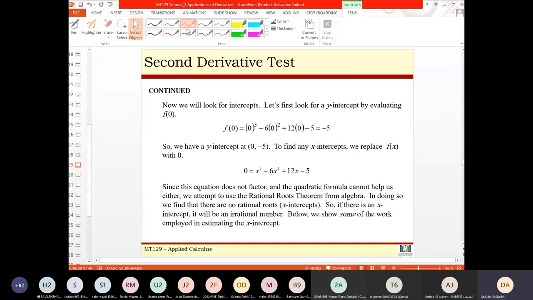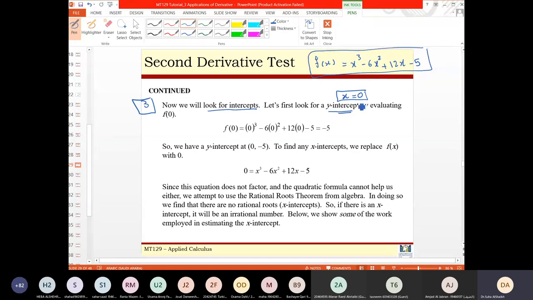And this is what they did. This is step number 3, looking for intercepts. First, I'm going to do the y-intercept, and this happens, as we agree, when x is 0. So we go back to the function. The function is f of x equals x to the power 3 minus 6x squared plus 12x minus 5. This is the original function, so in the original function let x equal to 0. I will get 0 cubed, 6 times 0 squared, 12 times 0, minus 5. The answer is minus 5.